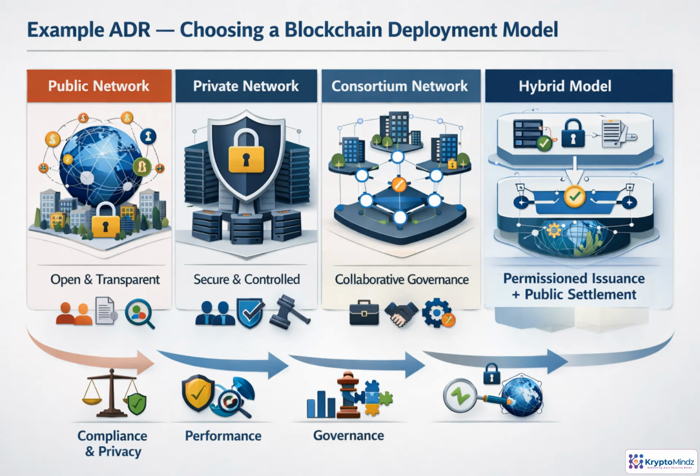For example, consider a regulated token issuance platform. A public chain may offer reach, liquidity, and transparency, but it can also expose data and reduce operational control. A private or consortium network may improve compliance and governance, but limit ecosystem access. The ADR captures that trade-off and justifies a hybrid choice: permissioned issuance controls with optional interoperability for public settlement.